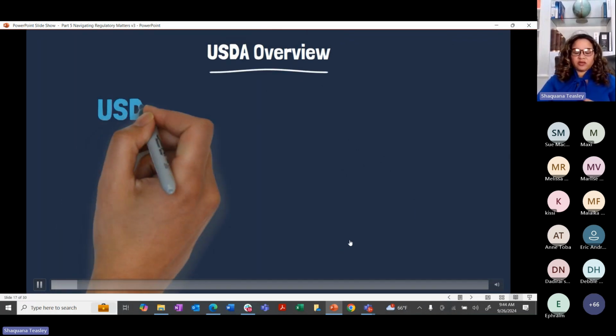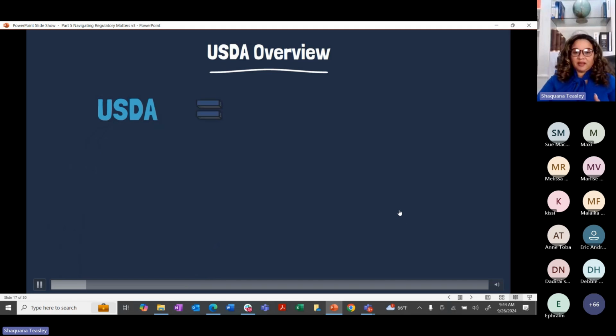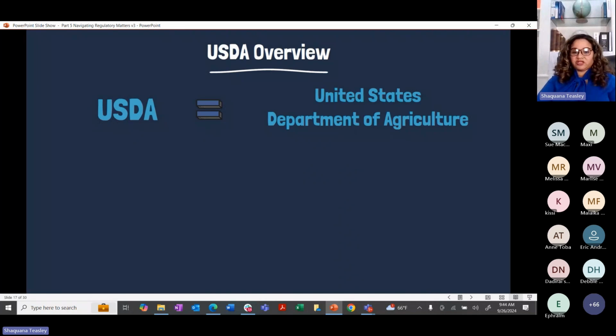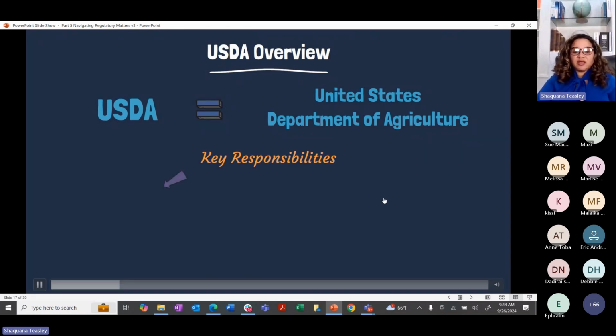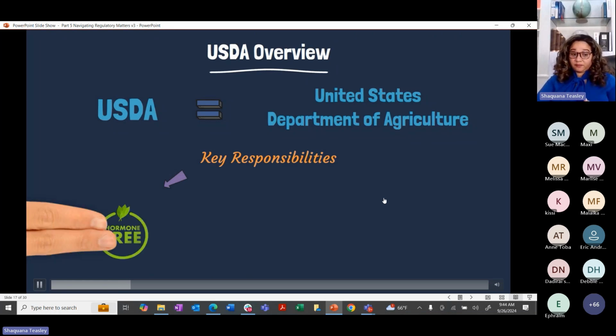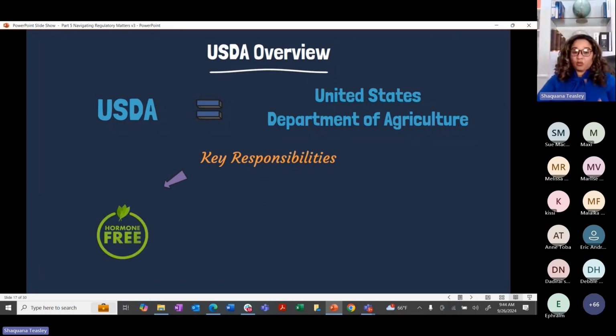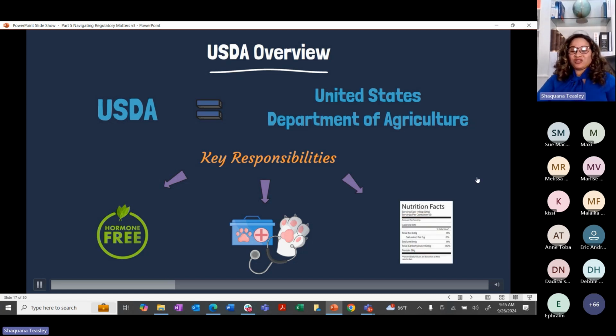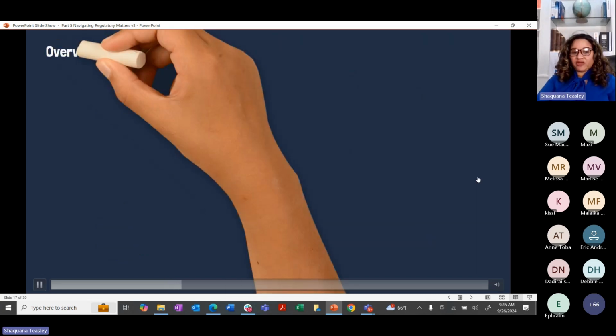So let's start talking about USDA. USDA is not the same as FDA. They have their own rules, their own regulations, and they are the Department of Agriculture. They have key responsibilities. Their responsibilities are: one, to ensure hormone-free where required; two, to ensure safety in animals as well; and also to ensure that the labeling for nutritional facts is there.